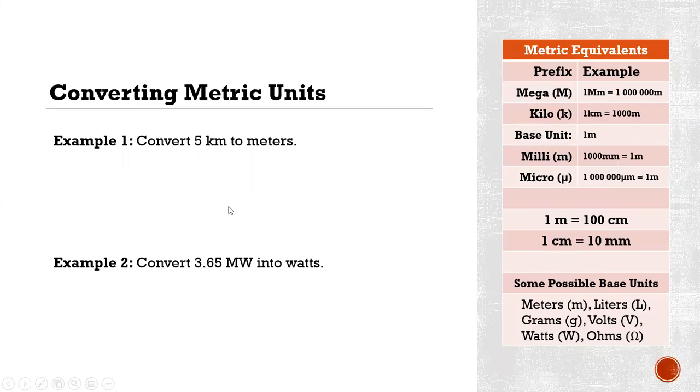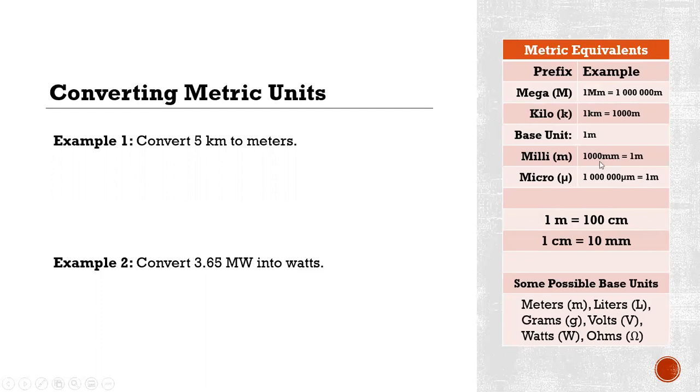So, converting metric units. We're going to use some examples to do the conversions, but before we go through the examples, I want to take a look at this measurement chart over here to the right. The metric system uses a number of possible base units. You'll see meters, liters, grams, volts, watts, ohms. It's not unusual to see amperes as another possible base unit. So there's a large number of base units that we can use.